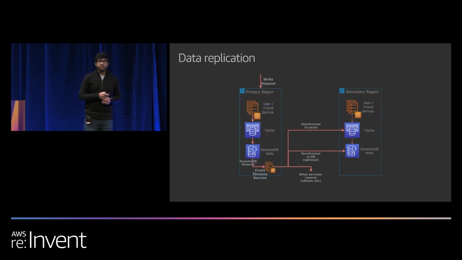So next, I kind of glossed over how we do the data replication last time. So let's go a bit deeper into that. We have the write request which comes to our primary region and then gets written to our primary region DynamoDB table. After this is where the magic happens. We build on top of DynamoDB streams, and we've built a custom event stream service on top of that which handles the synchronization to other regions.